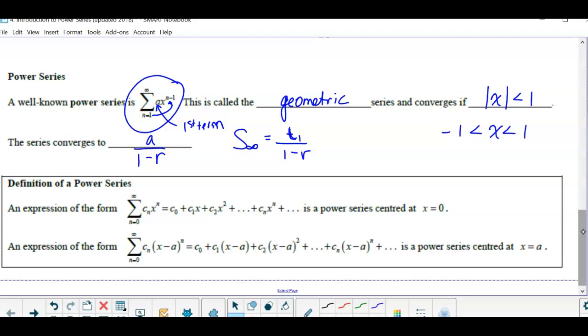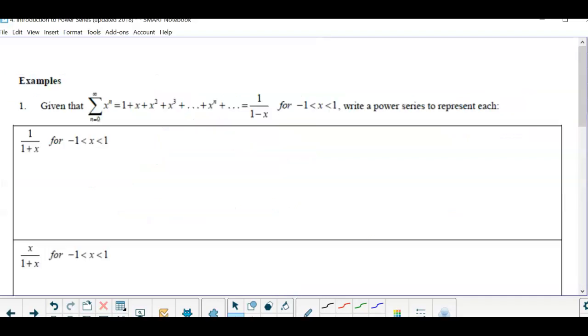Okay, and then the expression, so that's considered centered at x equals 0. If this is x minus a, then it's centered at x equals a. It means it's going to be more accurate at x equals a for smaller numbers of terms. Okay, so let's do some examples here.